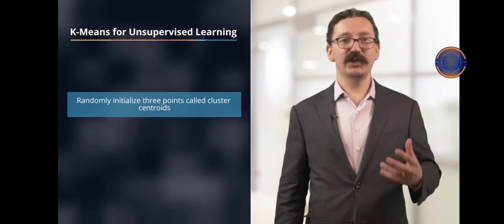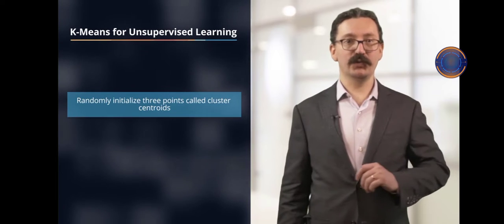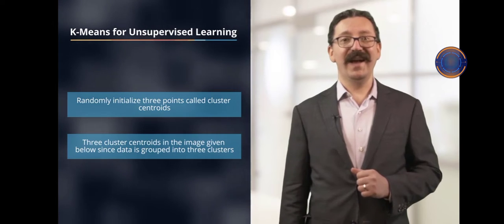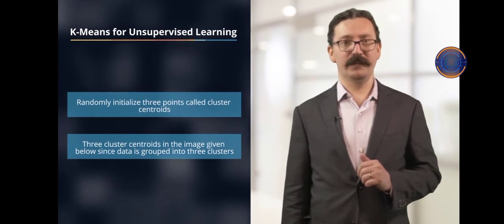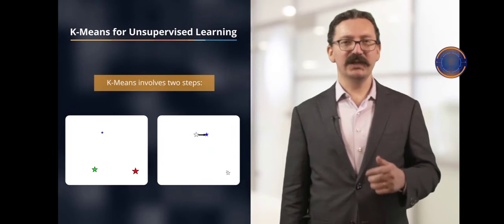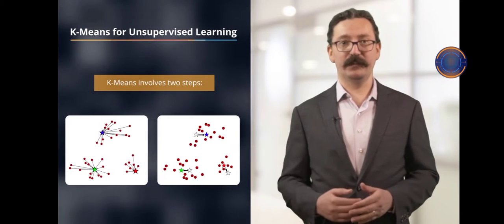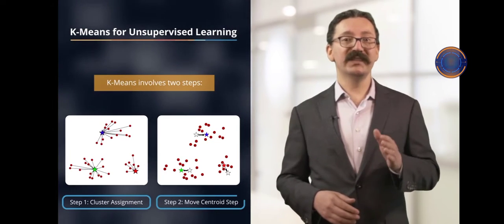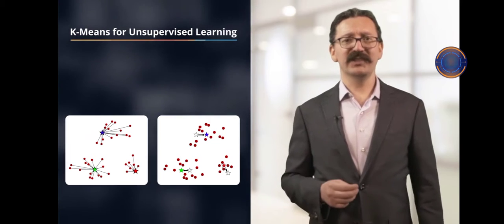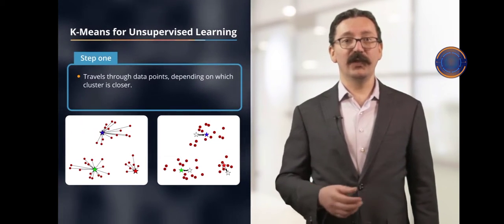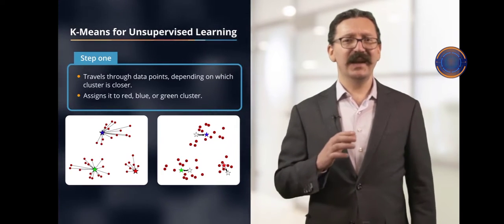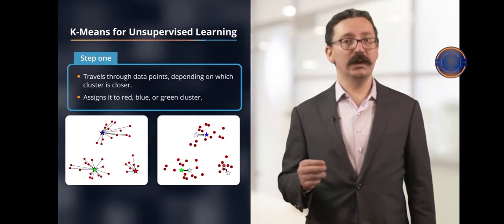To run a k-means algorithm, randomly initialize 3 points called the cluster centroids. There are 3 cluster centroids in the image shown here, as data is grouped into 3 clusters. K-means is an iterative algorithm and it involves 2 steps: cluster assignment and move centroid step. In cluster assignment, the algorithm travels through data points and, depending on which cluster is closer, it assigns each point to the red, blue, or green cluster.